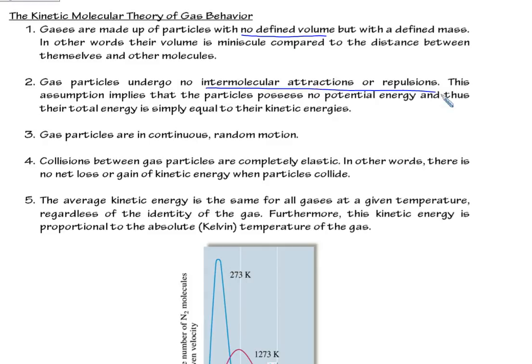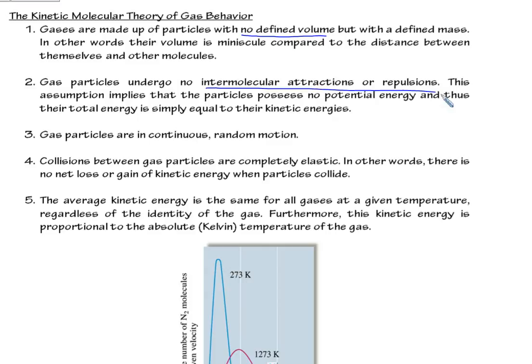I'm fine with number 3. Gas particles are in constant or continuous random motion. It's impossible to predict the trajectory of a moving gas particle. All we can say is that they are constantly moving, and their motion is random.